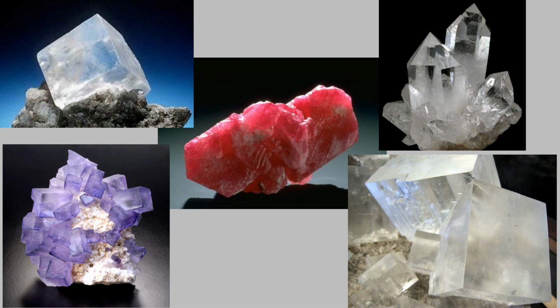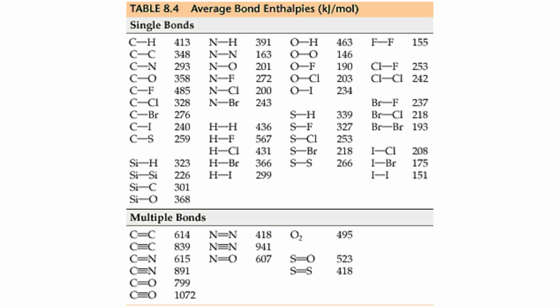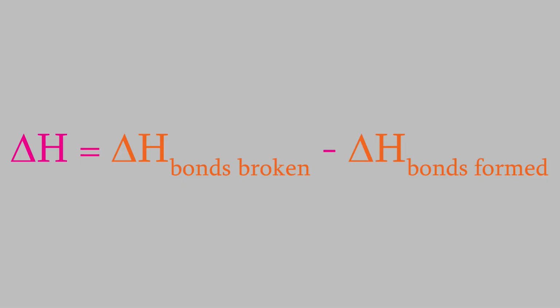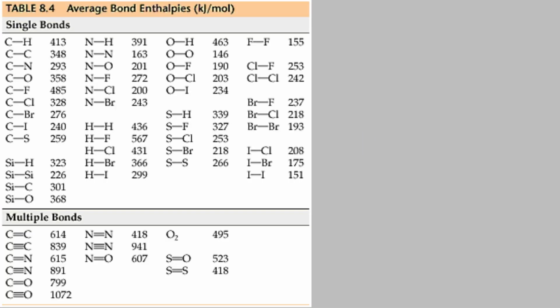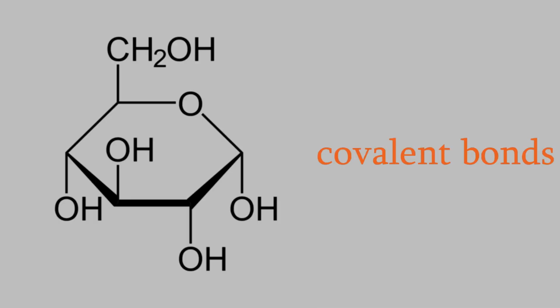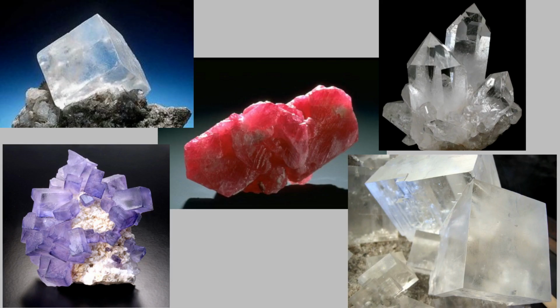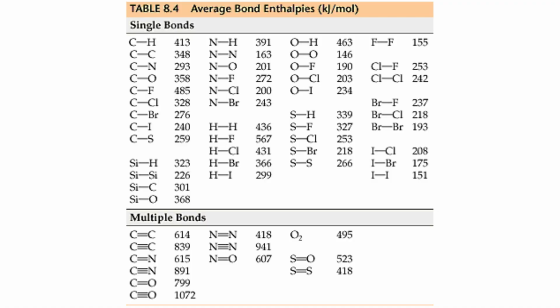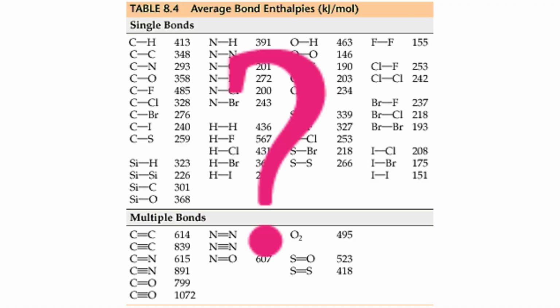Well, in the last video, we saw that we can use bond enthalpies to estimate the enthalpy of a reaction. As we said in that video, the enthalpy of the reaction is approximately equal to the enthalpies of the bonds we break minus the enthalpies of the new bonds we form. But all the bond enthalpies in this table are for covalent bonds, like the ones in a molecule of glucose. On the other hand, the bonds in crystals like these are all ionic bonds. So there must be a similar table of bond enthalpies for ionic bonds, right?